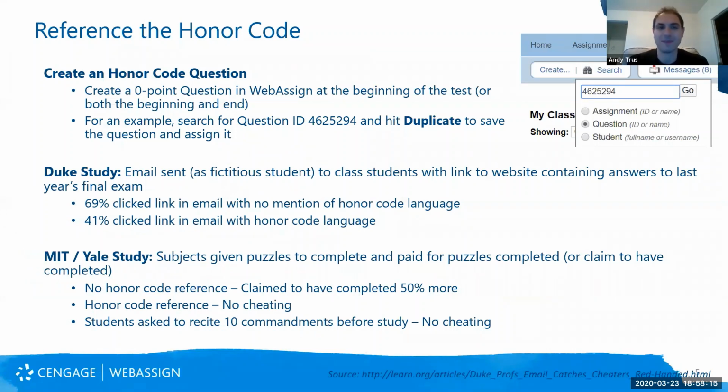And then here's a really simple recommendation. Make sure that you reference the honor code in your assessments. Research has shown that reminding students of their morality in this type of situation definitely has an effect on whether students are going to be open to cheating.